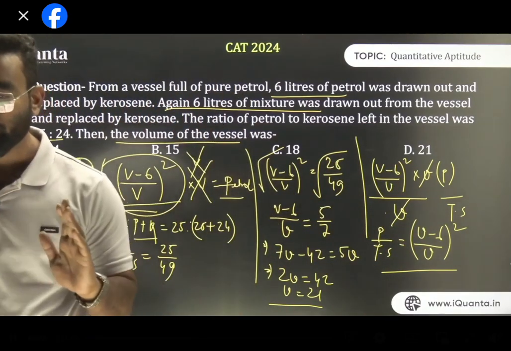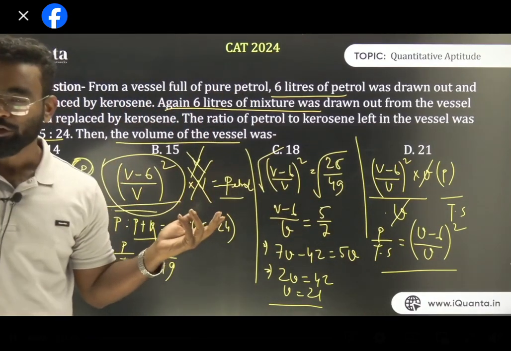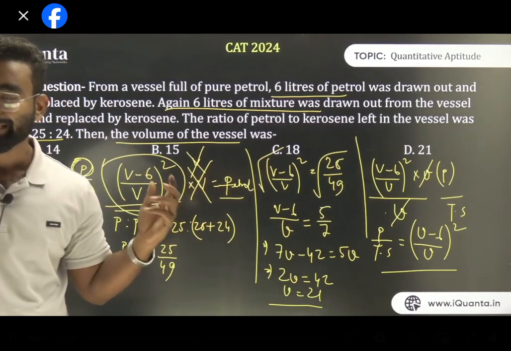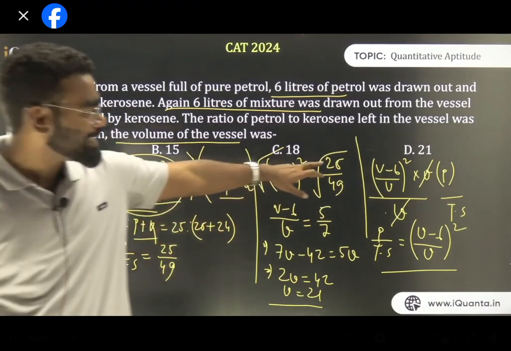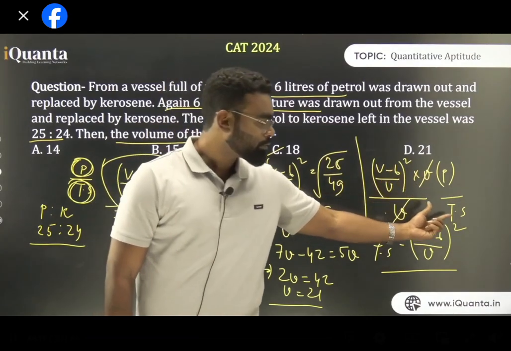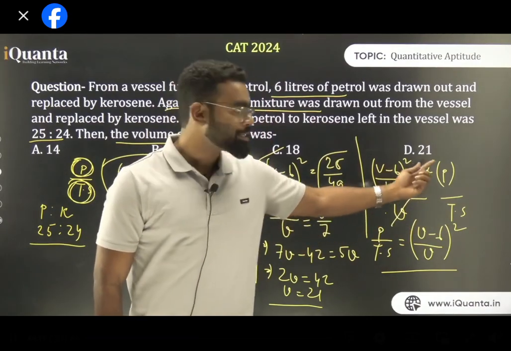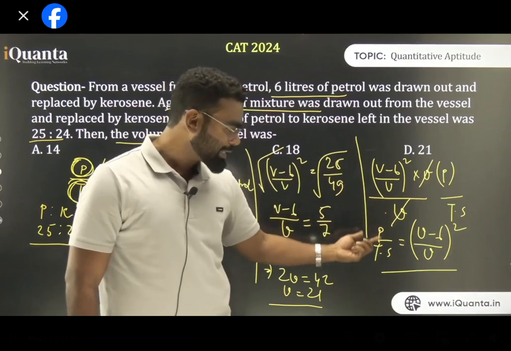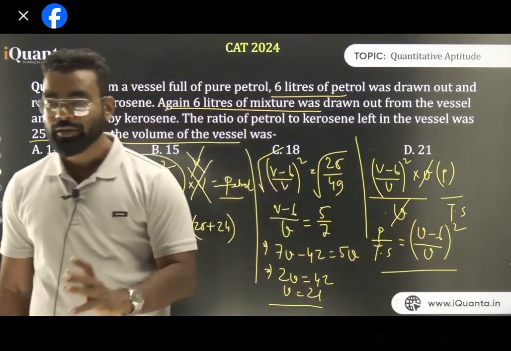Is it clear, everyone? I have done it with the multiplication of v also. If you do, then in the ratio this v and v get cancelled out. Am I clear? Abhishek, just see this one. What is the amount of petrol? V minus 6 upon v whole square into v. That is the amount of petrol. What is the amount of total solution? V. If I try to find the ratio, petrol upon total solution, this v and v get cancelled out, so I'll get v minus 6 upon v whole square. Clear?